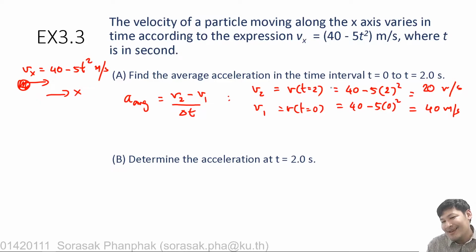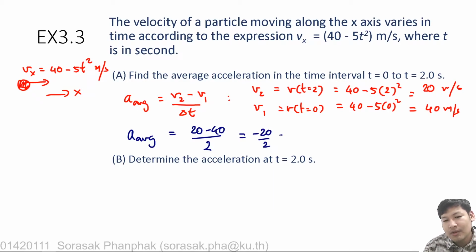Now you can see the decrease of the speed. So a is supposed to be the deceleration, right? So a average is equal to 20 minus 40 divided by 2, because 2 minus 0. So it's minus 20 over 2, which is minus 10 meters per second squared. If you define this as a vector, make sure you point down the direction of this quantity as well.